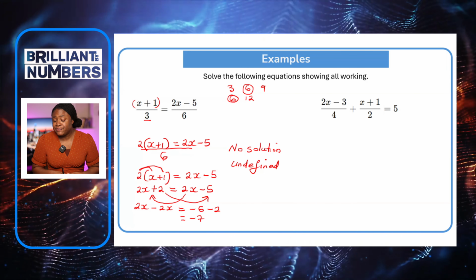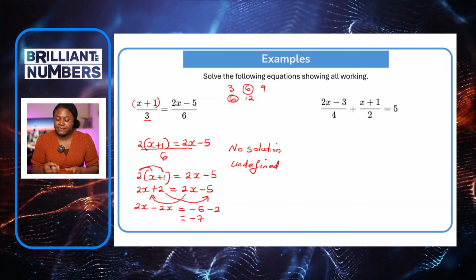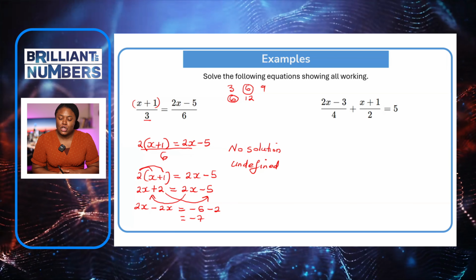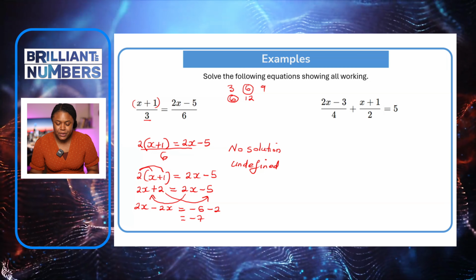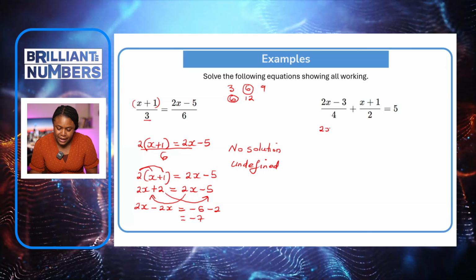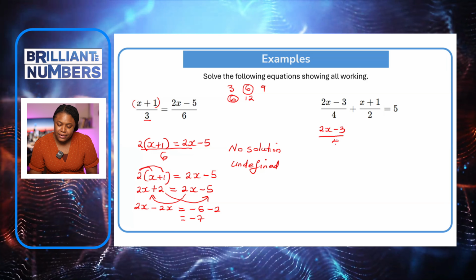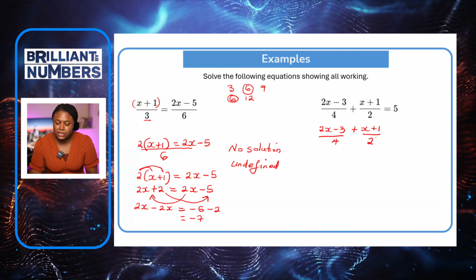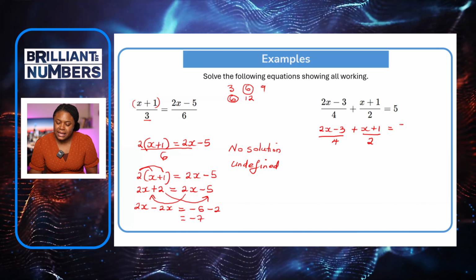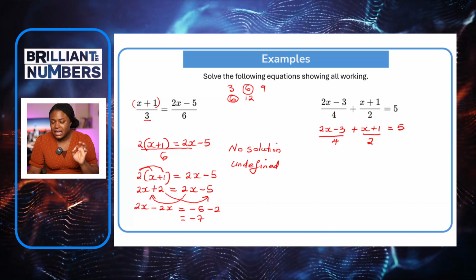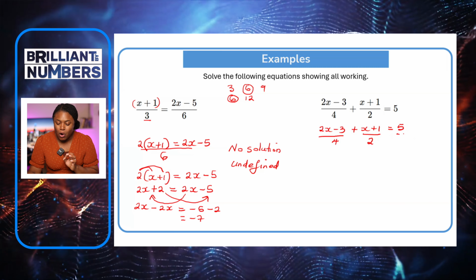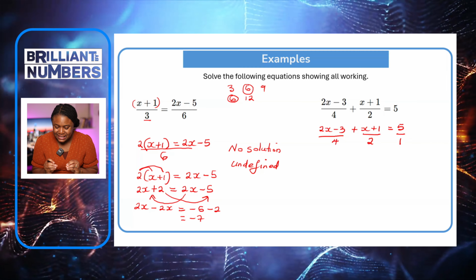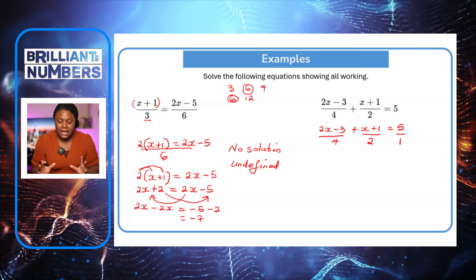3 divided by 4 plus x plus 1 divided by 2 is equal to 5. Brilliant. So what we're going to do here is, as I always do, rewrite the question, and then we need to find our lowest common multiple. Important to note here is that this whole number 5 has a numerator of 1. So good to do that. Very important to see this, that it has a numerator of 1.